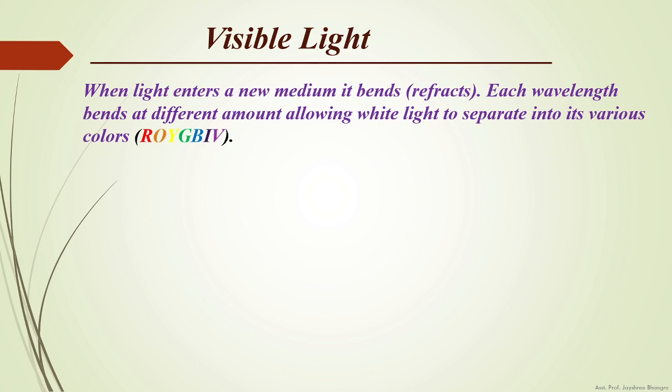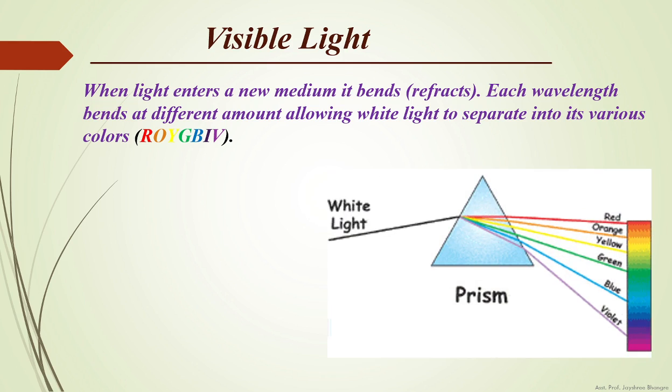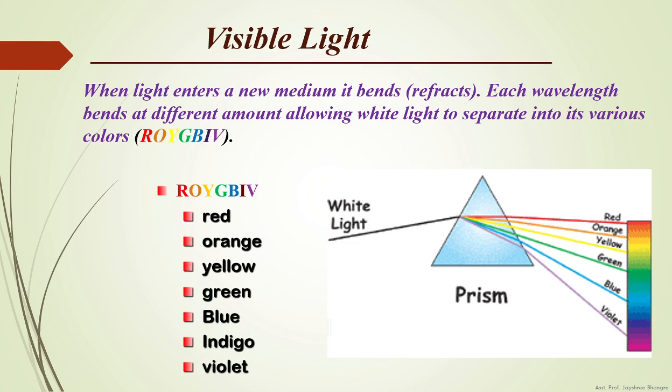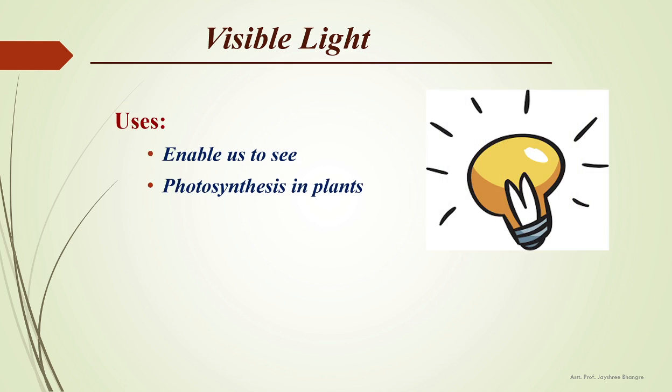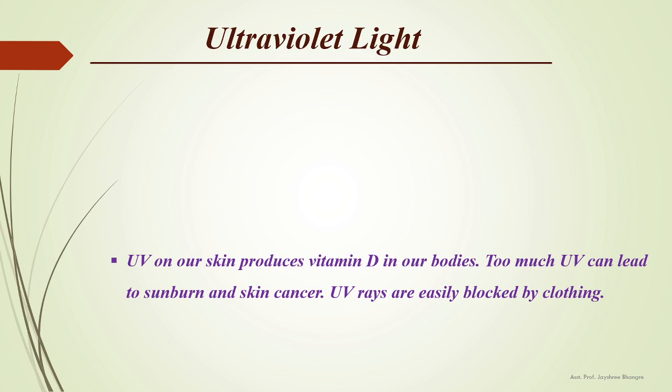When light enters a new medium, it bends or refracts. Each wavelength bends by a different amount, allowing white light to separate into its various colors. That is ROYGBIV: red, orange, yellow, green, blue, indigo, and violet. So here we get the different colors after the refraction of white light, or visible light. The uses of this are that it enables us to see, and photosynthesis in plants.